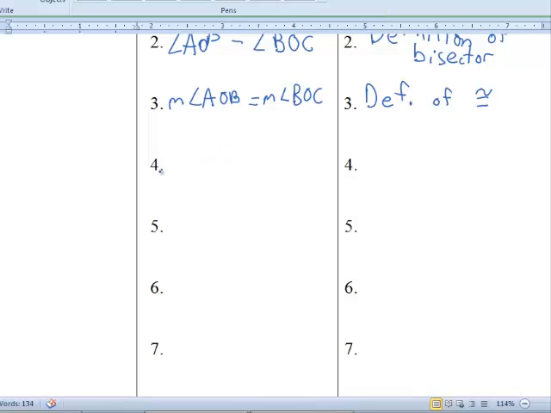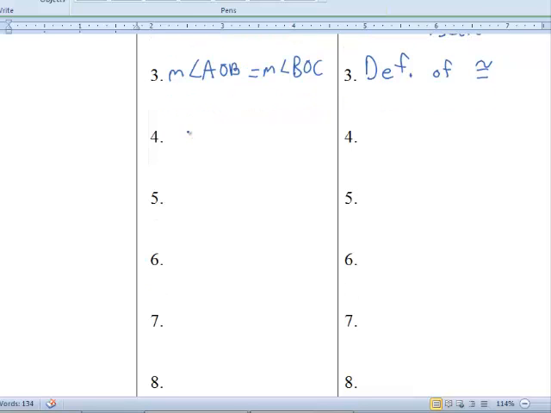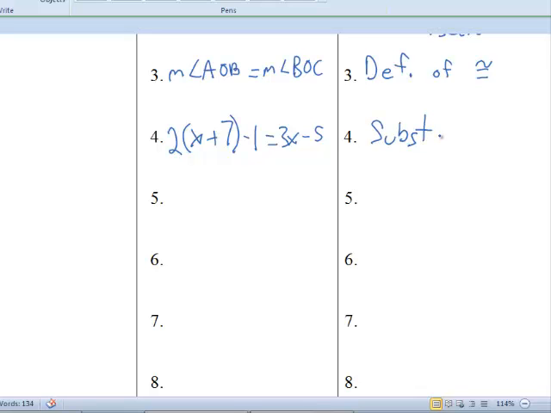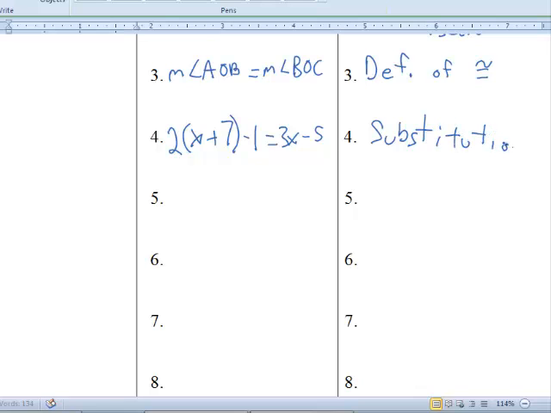Since the measure of angle AOB is equal to the measure of angle BOC, I can substitute their expressions. So the measure of angle AOB is 2 parentheses x plus 7 minus 1. And now that's going to be equal to the measure of angle BOC, which is 3x minus 5. All right, how do I know that? Well, judging from my properties of equality, substitution. If A equals B, then B can replace A. I just substituted what was true for those things.